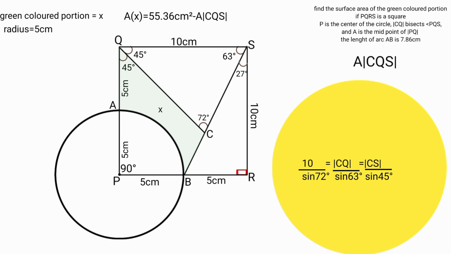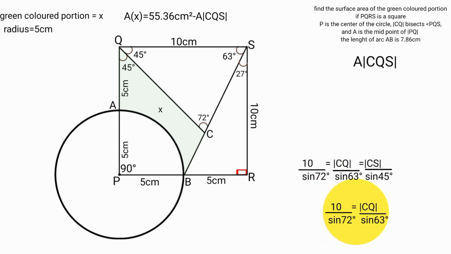Line QS is 10 centimeters. So taking this part, 10 over sine 72 degrees equals line CQ over sine 63 degrees. Making line CQ the subject, line CQ equals 10 over sine 72 degrees times sine 63 degrees, which if you press your calculator equals 9.3686, approximately 9.37. So line CQ equals 9.37 centimeters.